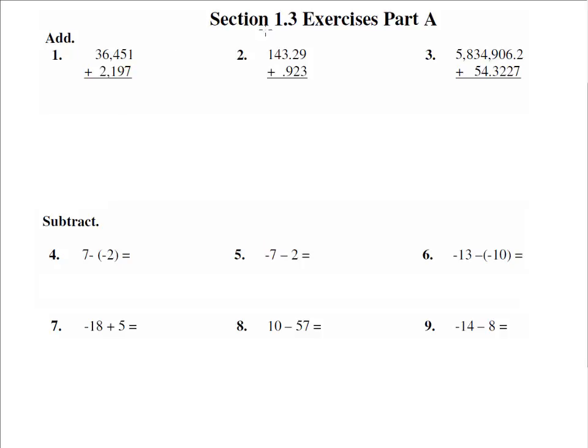Here we are in section 1.3 exercises, part A, with the solutions to numbers 1 through number 9.